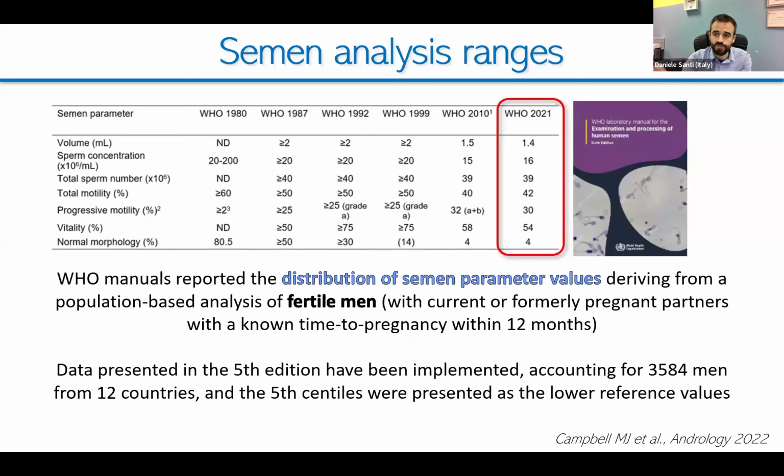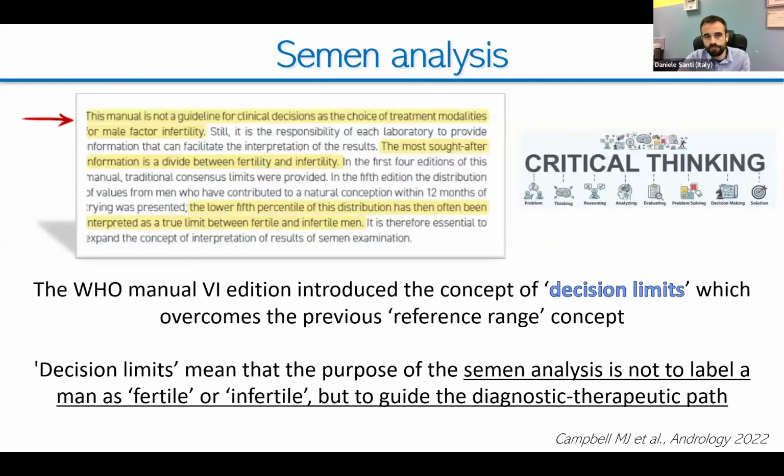The distribution of data was evaluated, and this range is the 5th percentile of the data distribution. So it is clear that this range is not able to clearly discriminate between fertile and infertile men, since at least 5% of this large cohort obtained a pregnancy despite a value below this range. And this is the reason why, and this is probably the most relevant innovation of the last edition of the manual, this limit must not be considered as a reference range, but just a decision limit.